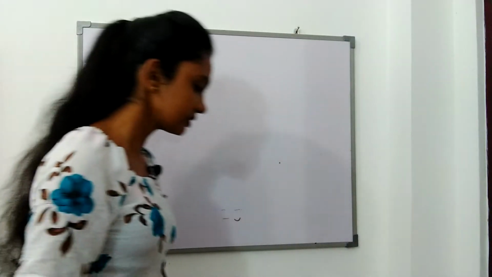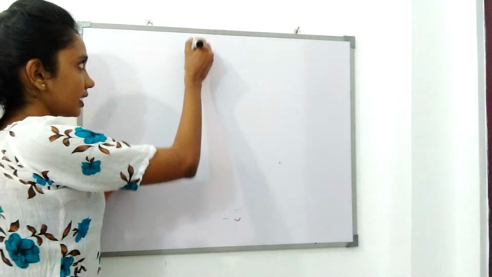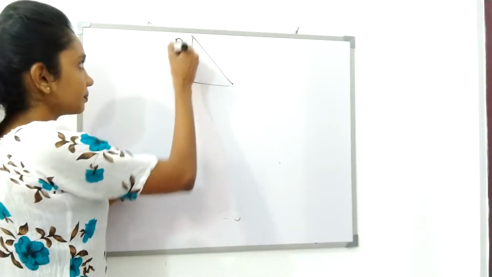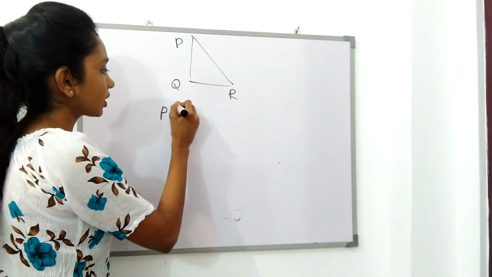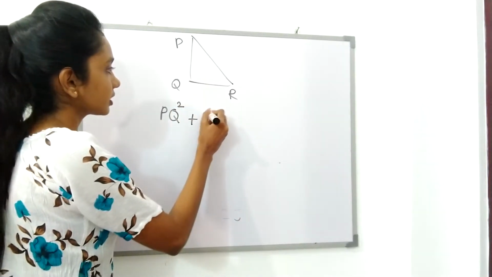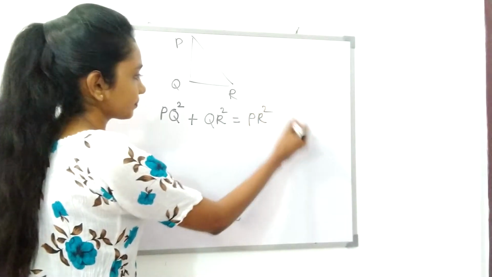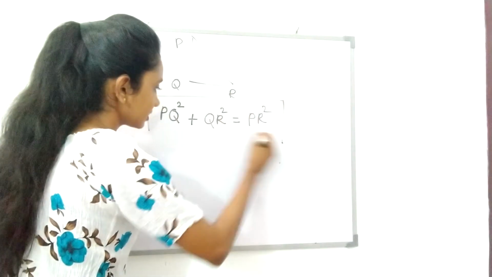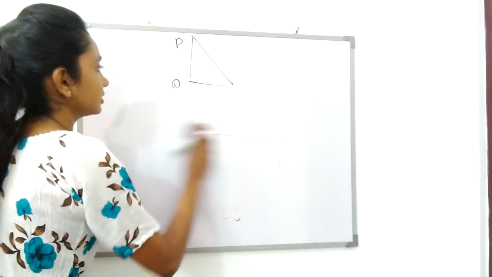Okay, now let's go for an example question. Each and every time we can't draw the squares, so if we take a triangle, let's say PQR, PQ square plus QR square is equal to PR square. This is the equation that we are using. Okay, now let's take an example.